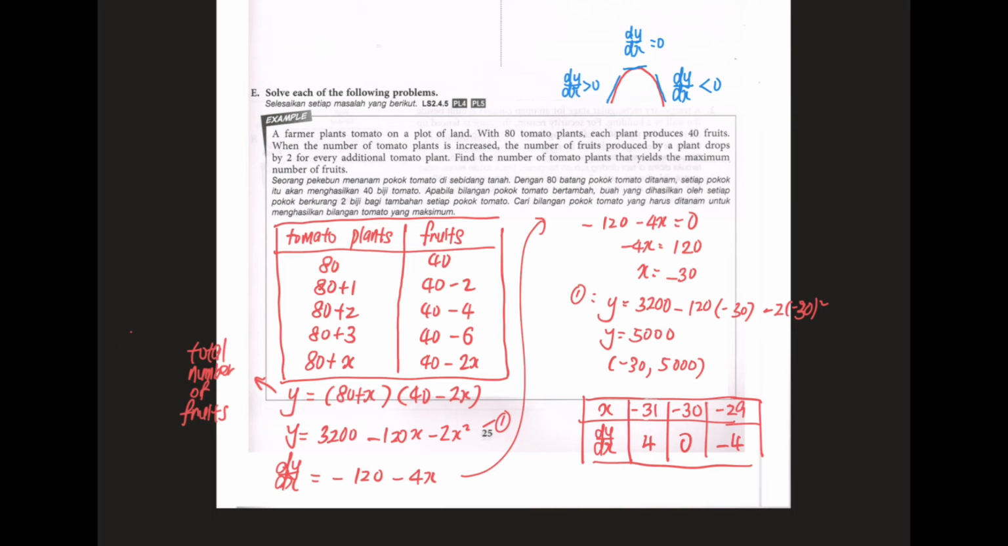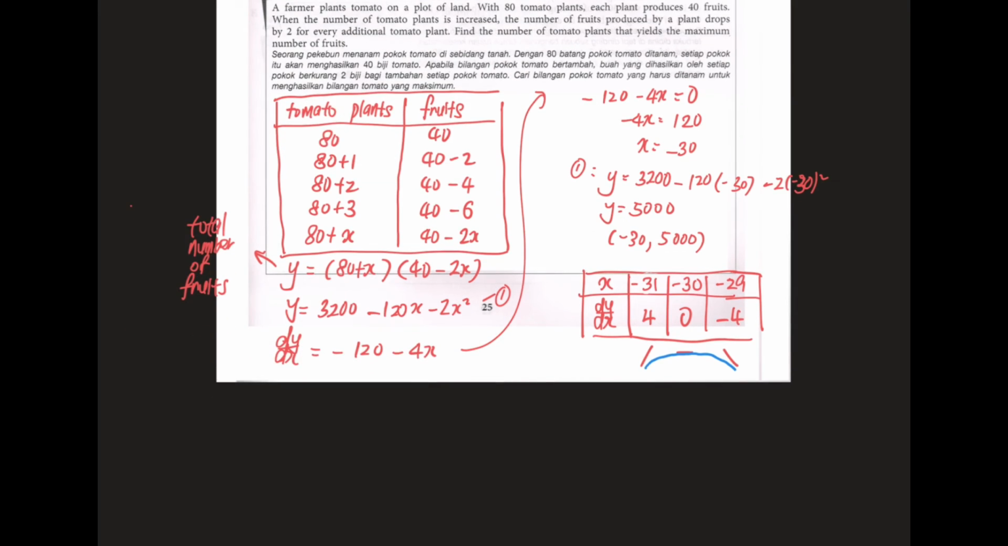So as you can see, you get more than 0, equal to 0, and less than 0. Okay, so we get something like this. So that means this is a maximum. So at the end, let's answer the question. So the question asks, find the number of tomato plants. So the number of tomato plants is 80 plus x. Our x is minus 30. Okay, so let's count it.